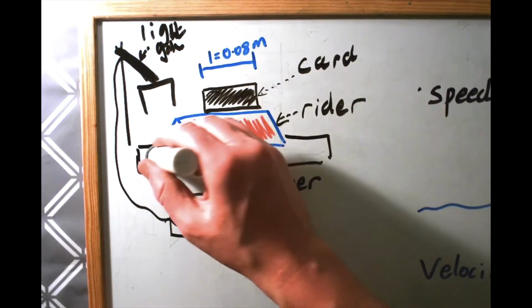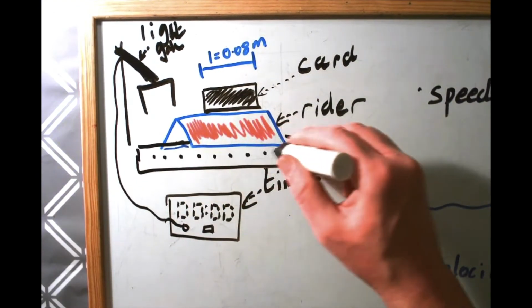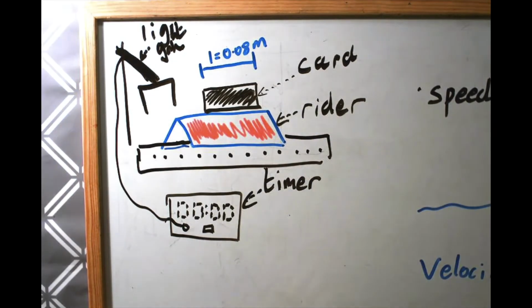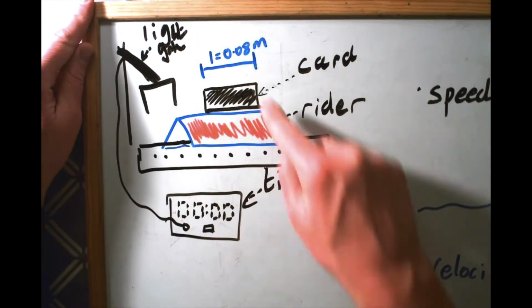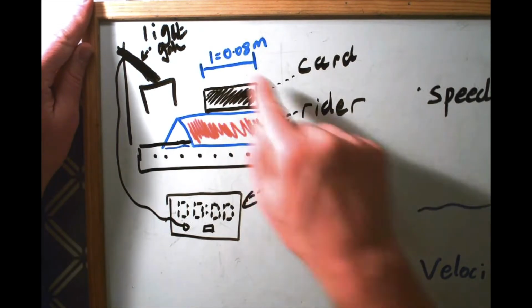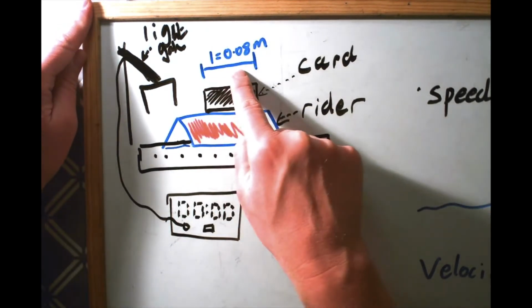The only purpose of the air-track blower is to reduce friction, so to make it clearer that whatever force we apply results in acceleration, just to make it easier to get this moving. So we have the rider and the air-track blower. I haven't drawn on the weights, but I've got the card on the top, and we measured the length and it came out at 0.08 meters.